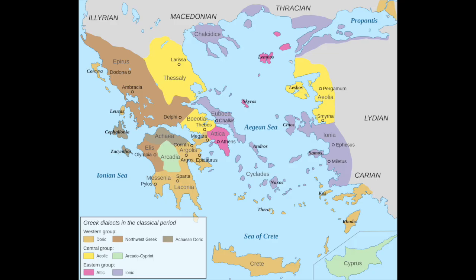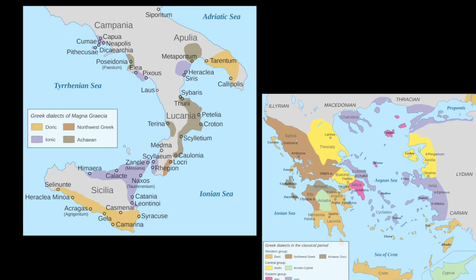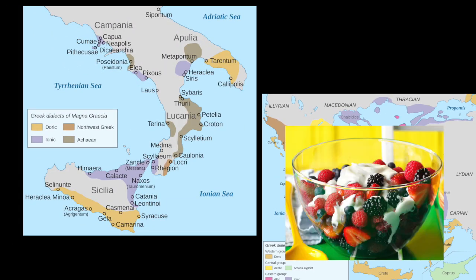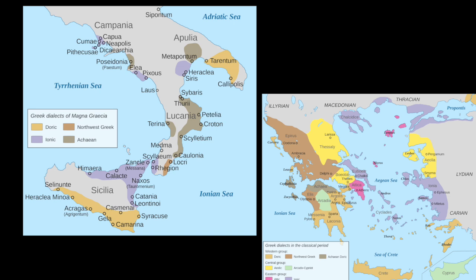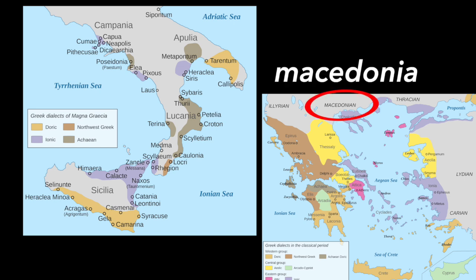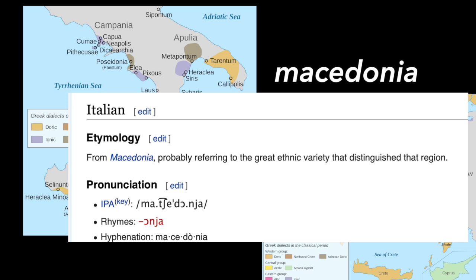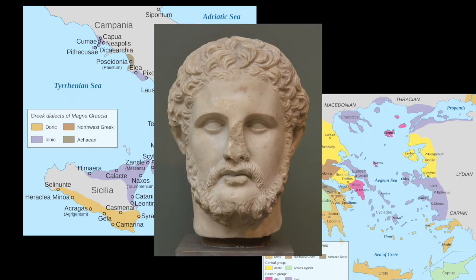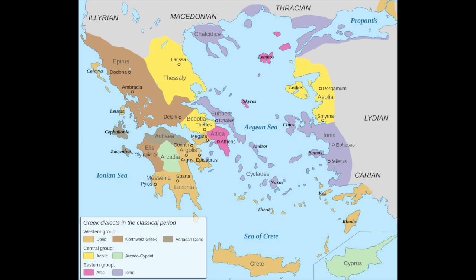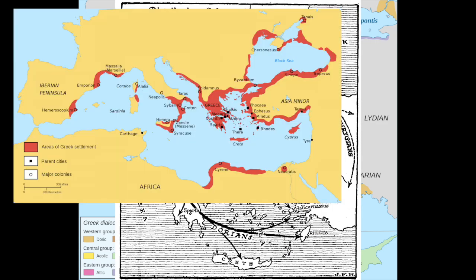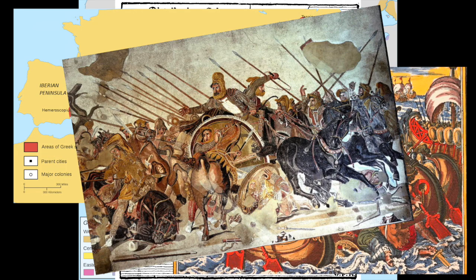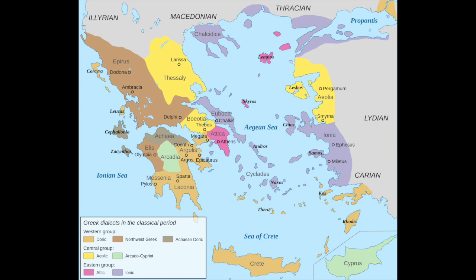And I haven't even mentioned the dialects of the Greek colonies in Italy. It's like they threw this Greek fruit salad into a blender. Fun fact, the Italian word for fruit salad is Macedonia, named after Macedonia, probably referring to the Greek ethnic variety that distinguished that region. Philip II of Macedon was ironically the one to put this whole mess in order and unite the clans. And the reason for this crazy mishmash are the ancient migrations and the colonizations and the repatriations and reconquistations, which I promise I wouldn't talk about today.